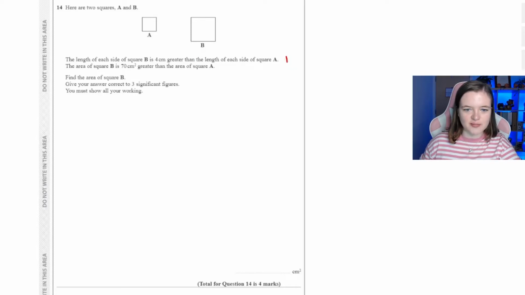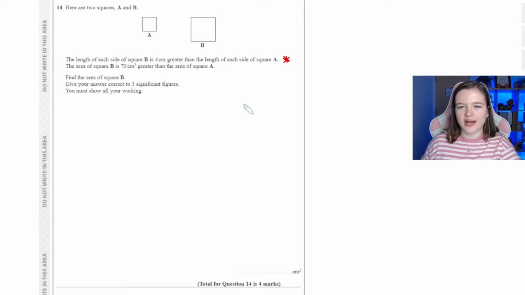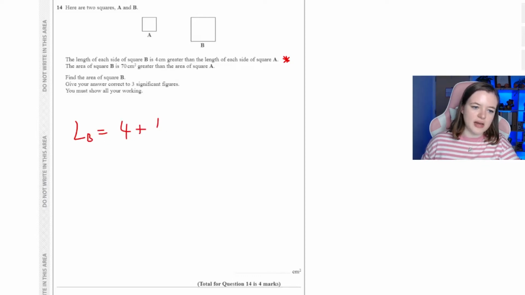Right. So let's break them down. Let's look at them individually. The length of each side of square B is 4 centimetres greater than the length of each side of square A. So let's write a bit of an equation for that so we can see what's going on with a little more maths instead of looking back at this whole load of words. So the length of each side of square B is 4 centimetres greater than the length of each side of square A. That's how I've written that equation.